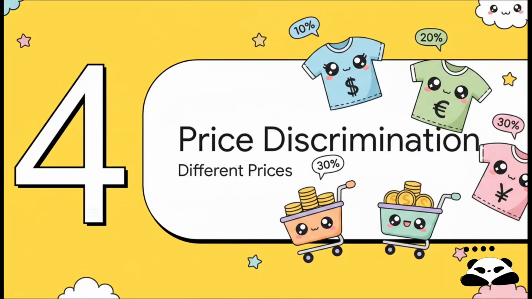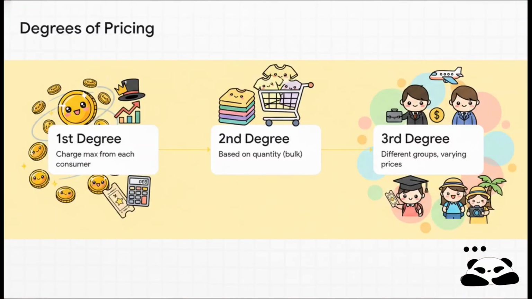Next up, section 4. Understanding price discrimination. This is a highly testable hot topic for the JRF exam. Price discrimination is when Ravi starts charging completely different people totally different prices for the exact same t-shirt. There are 3 degrees of this you've got to know.